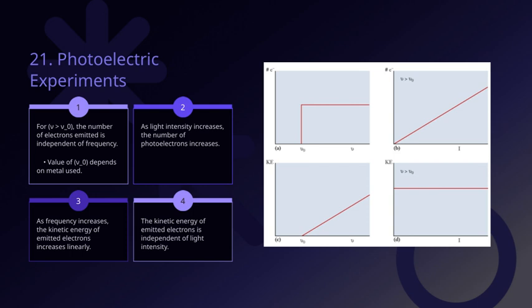However, there's a crucial point here. The value of the threshold frequency, often called nu-zero, depends on the metal used. Different materials have different work functions, so this threshold varies. Finally, for frequencies greater than this threshold, nu-zero, the number of electrons emitted becomes independent of the frequency. Instead, it's primarily influenced by the intensity of the light. All of these points help us understand the fundamental nature of the photoelectric effect and set the stage for the quantum explanation of light.